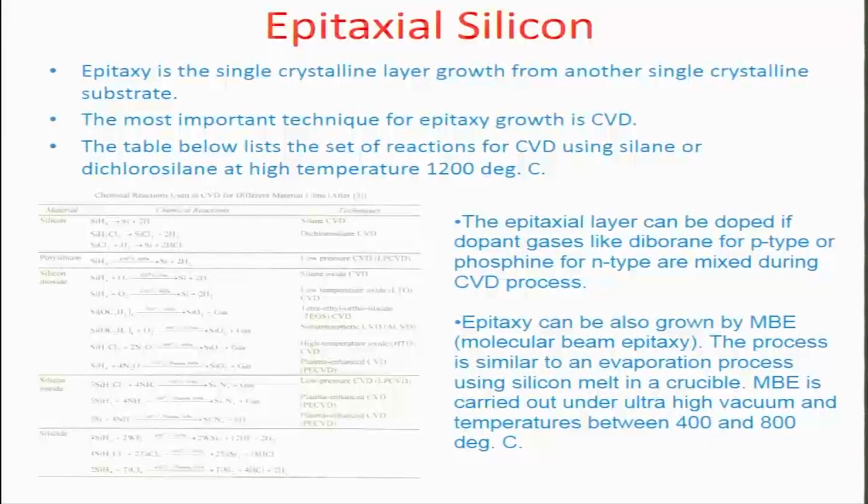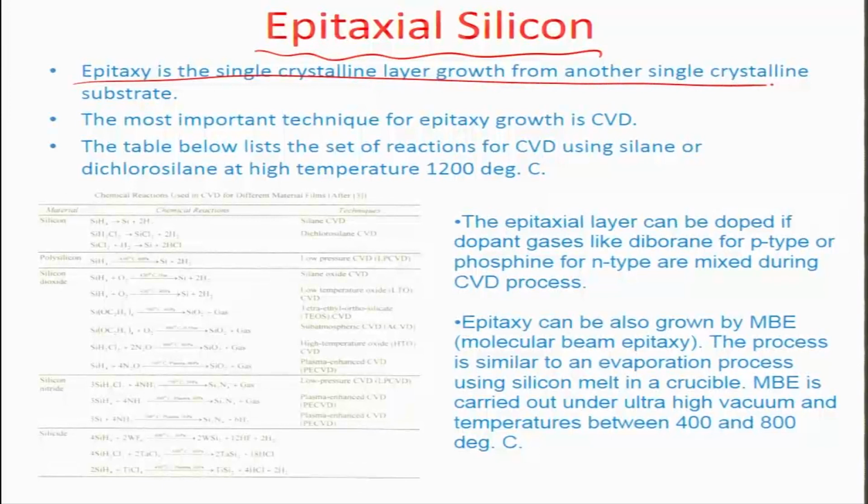So, silicon can also be formulated through epitaxial growth or epitaxy. Epitaxy is the single crystalline layer growth from another single crystalline substrate. It is done normally through a molecular beam which carries silicon molecules, which are made to formulate the beam. The most important technique for this epitaxial layer by layer growth is called the molecular beam epitaxy, and the most commonly used, not so precise technique is known as the chemical vapor deposition CVD technique.